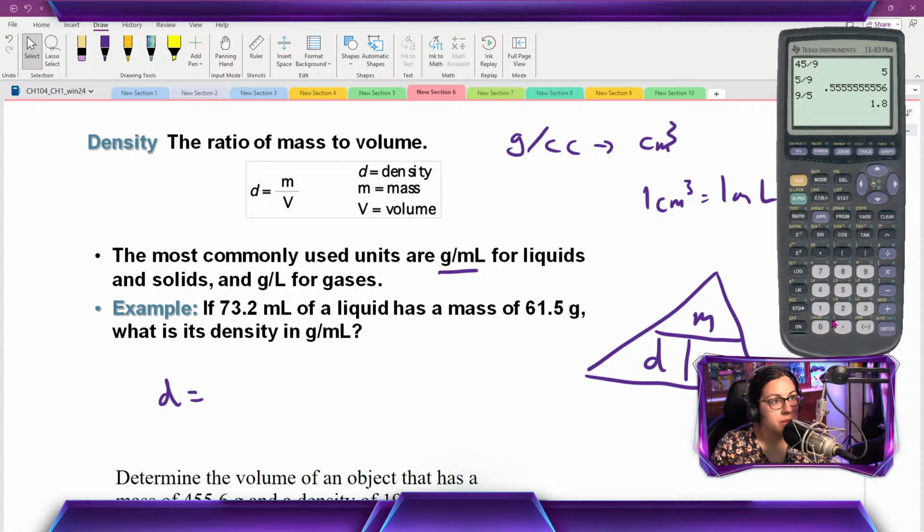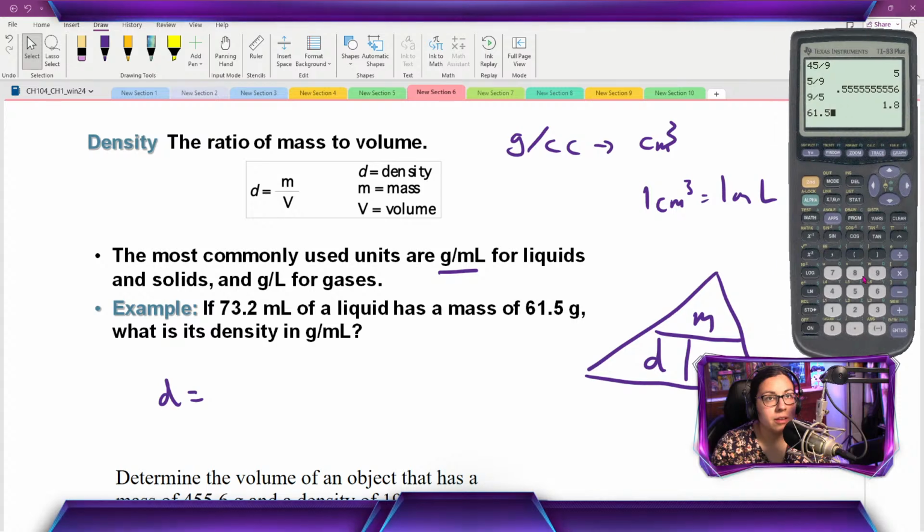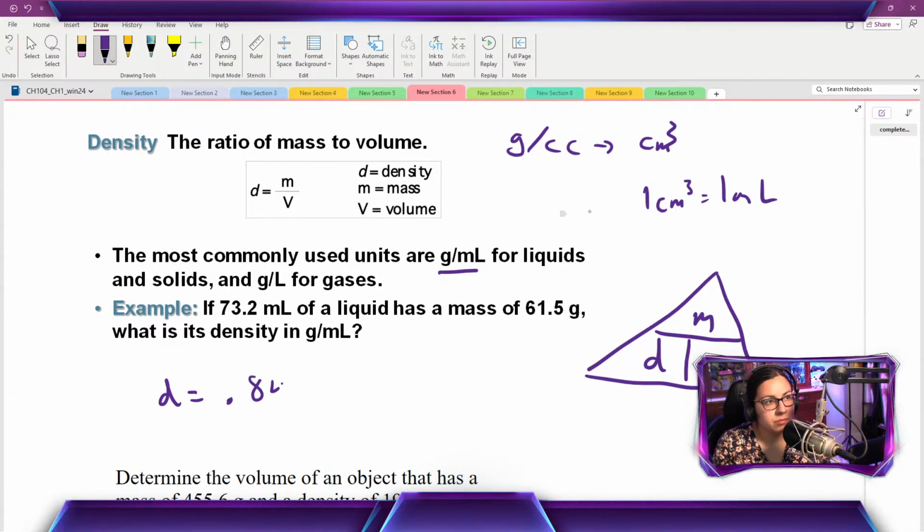I'm just pulling up my calculator. So mass, 61.5 divided by 73.2. And this is where we want to report. They were both 3 sig figs, so we can report this to 3 sig figs. So 0.840. And that's going to be grams per milliliter.